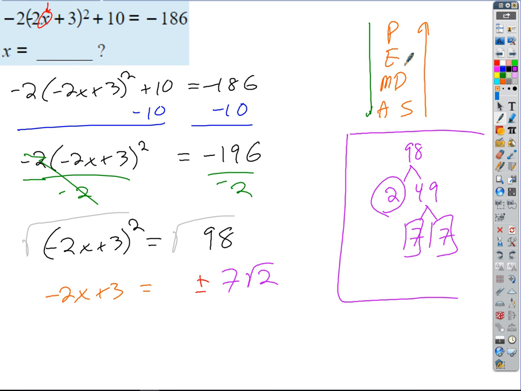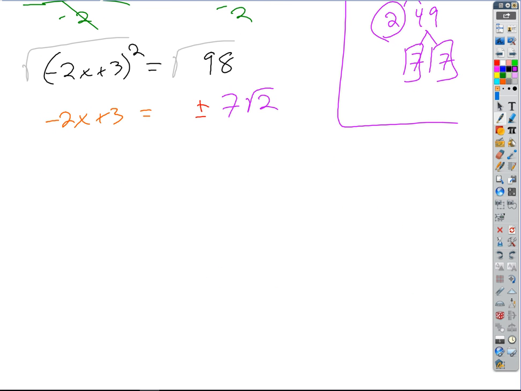So we're all the way up to here. Then we finally get up to what used to be in parentheses, right? What do I do? Subtract 3. Okay, so if I subtract 3 from both sides, where am I going to put the negative 3 on the right side? I always want to put it out in front of the plus or minus, right? So we get negative 2x equals negative 3 plus or minus 7 radical 2.